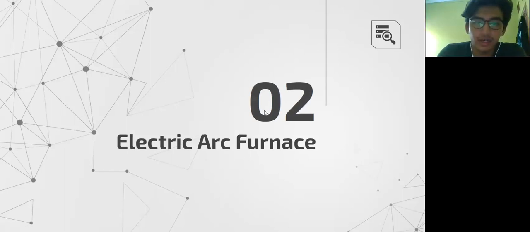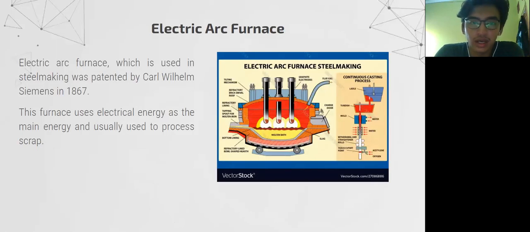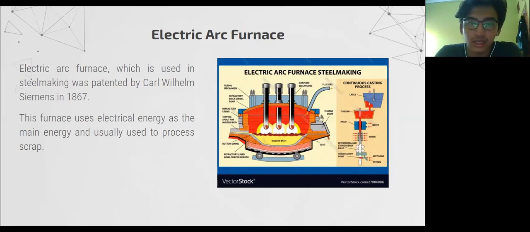Okay, next I will explain about the electric arc furnace. An electric arc furnace is a furnace that heats charged material by means of an electric arc. This electric arc furnace is usually used for scrap steel making. This furnace was patented by Carl William Siemens for steel making. On the right side, this is a picture of the electric arc furnace where there are three electrodes, refractories, pipe, fuel gas, and so on. This furnace usually uses electrical energy as the main energy and is usually used to process scrap.